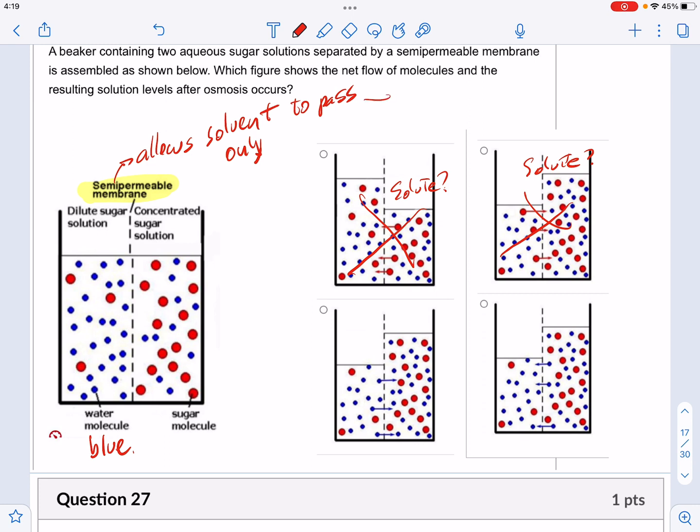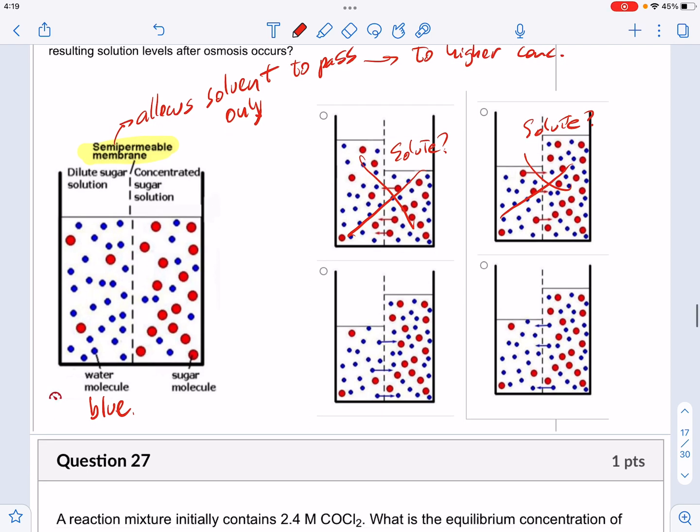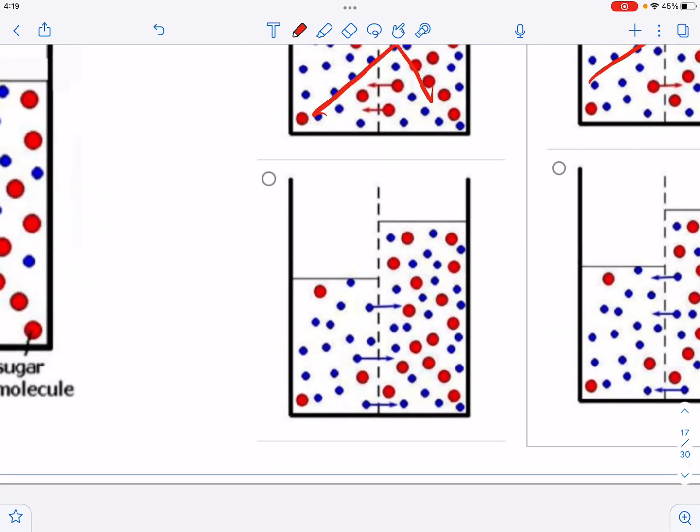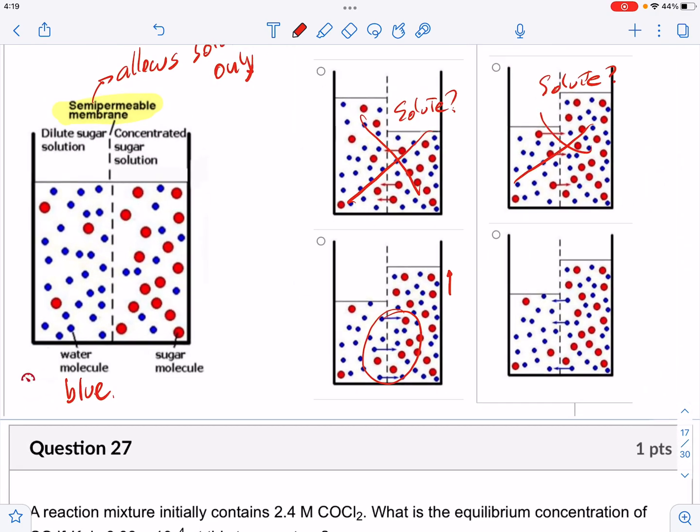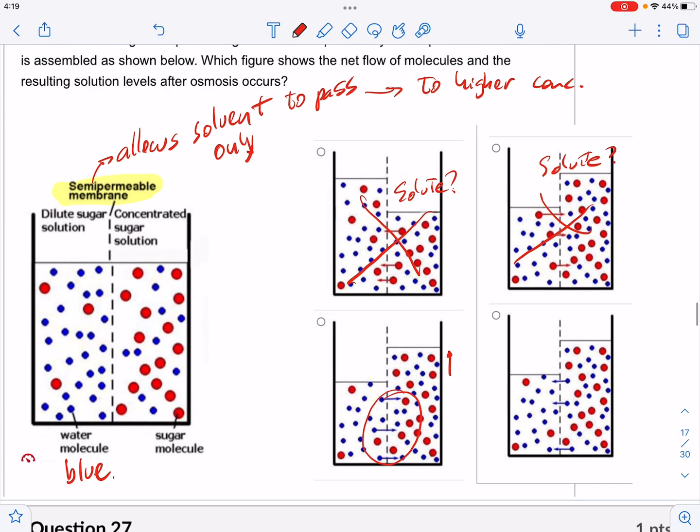Okay, the water flows to higher concentration. So the water will flow to whatever side has the larger concentration, and in this case is the right side. So this is showing the correct movement of water. The one with the higher concentration will have a higher level because it will contain more water. So this is the one that is the correct answer.